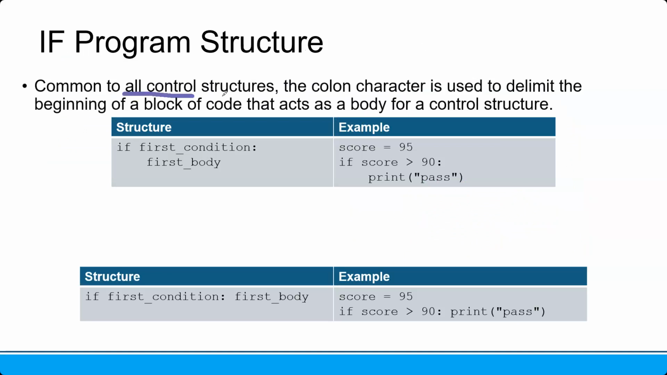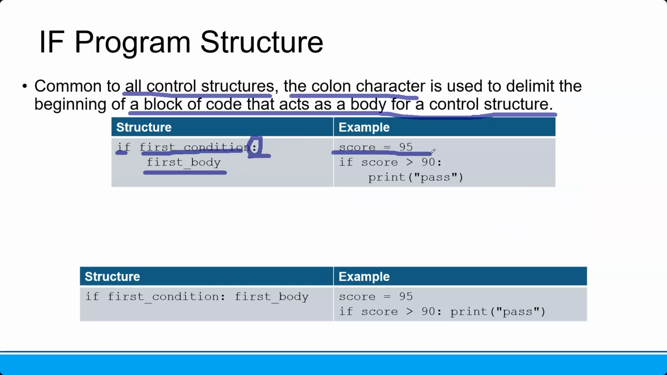The thing common to all control structures is the colon character, which is used to delimit the beginning of a block of code that acts as the body of the structure. So you have the if, then the condition, and then the colon. For example, if I have a value of 95 and I would like to check if the score is higher than 90, then print that.